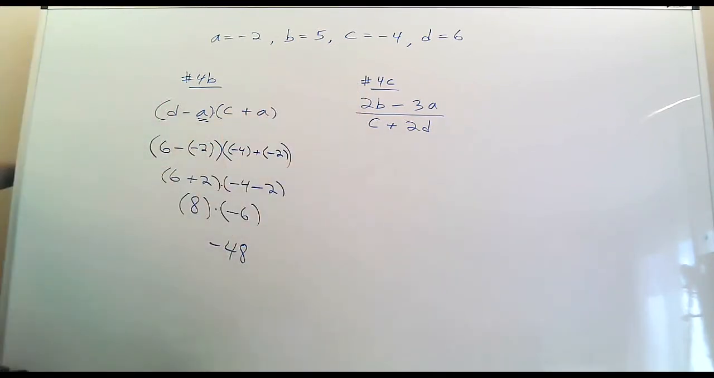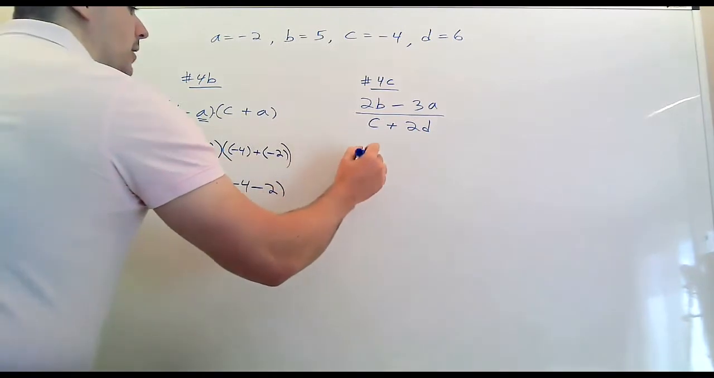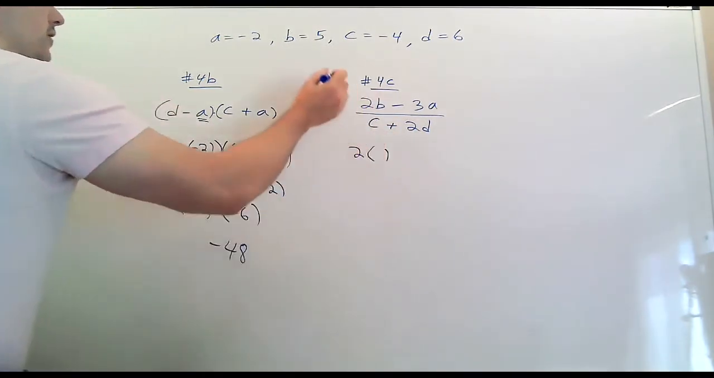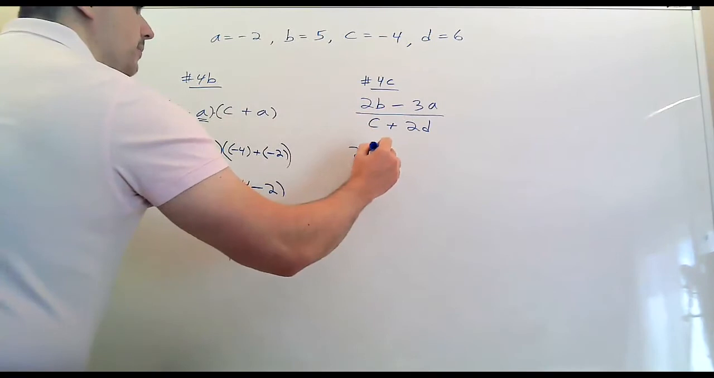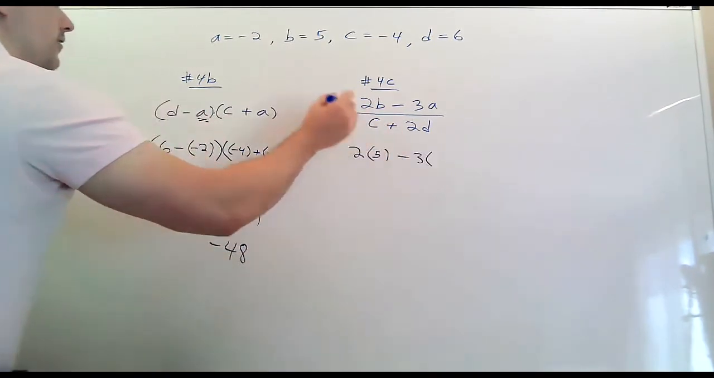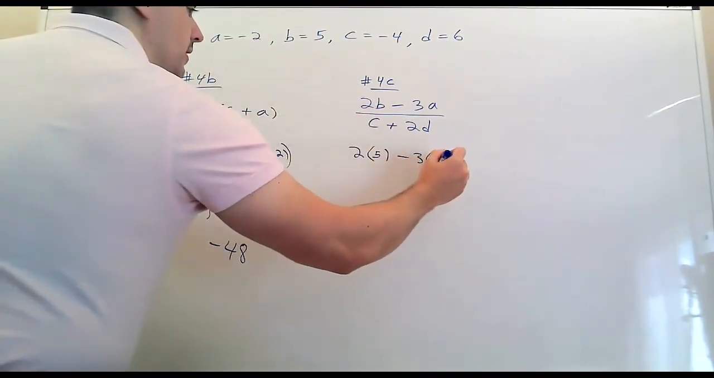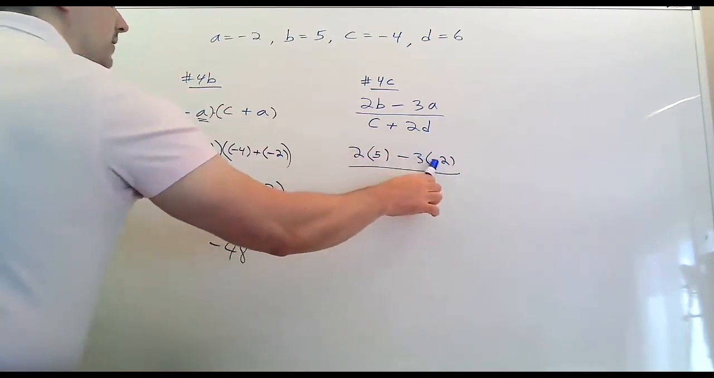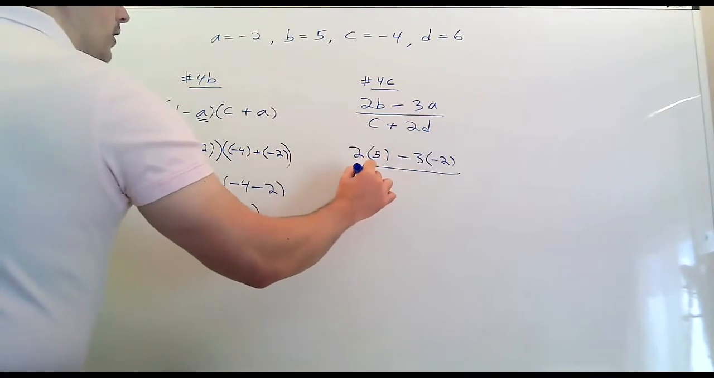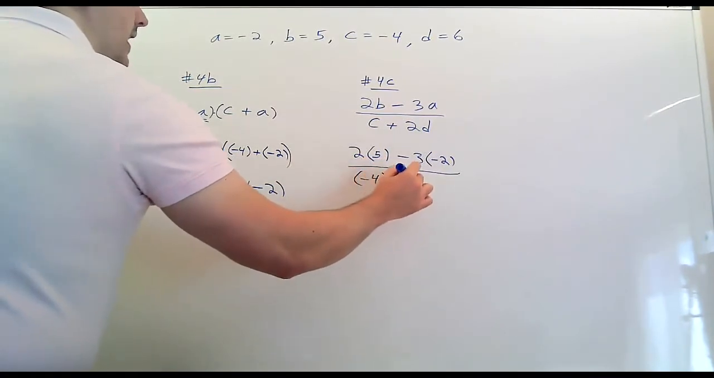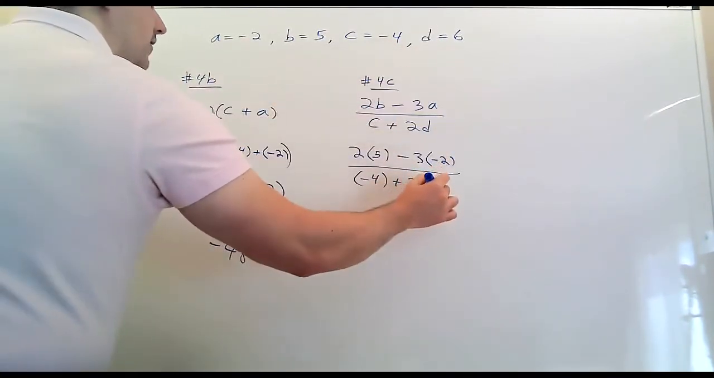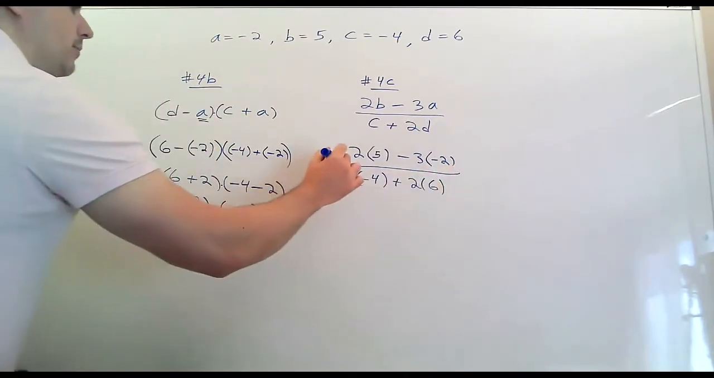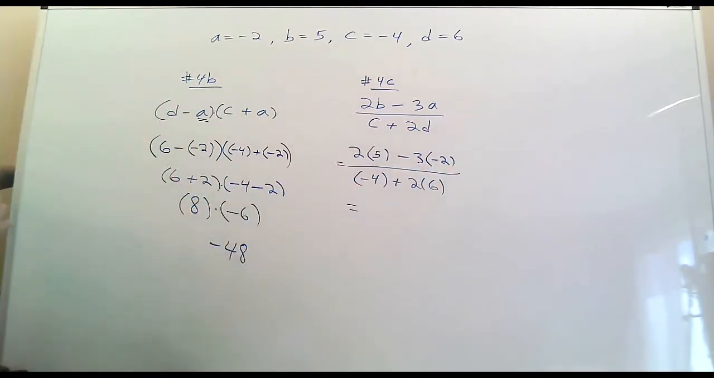Same thing with 4C. I'm going to be super careful when I plug in. I'm going to put my parentheses. Where the B is, I'm going to put a 5. Where the A is, I'm going to put a -2. Very common mistake I see here with the signs. C is -4. And again, D is 6. Right? That's me just plugging in. I didn't do nothing yet. All I did is replace the letters with the numbers.